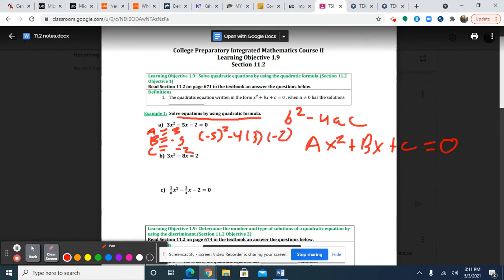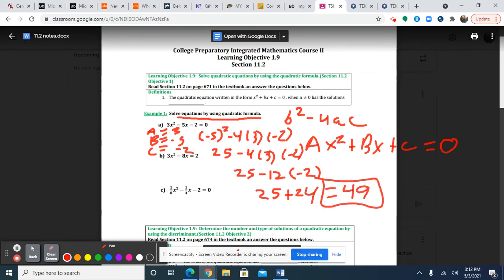So first we're going to do -5 squared. Remember that -5 squared, that's -5 times -5, which equals a positive 25. Then we're going to go on to -4 times 3, which should give us -12. And then -12 times -2, which actually turns into positive 24. So 25 plus 24, which gives us 49. And that's the discriminant for A.